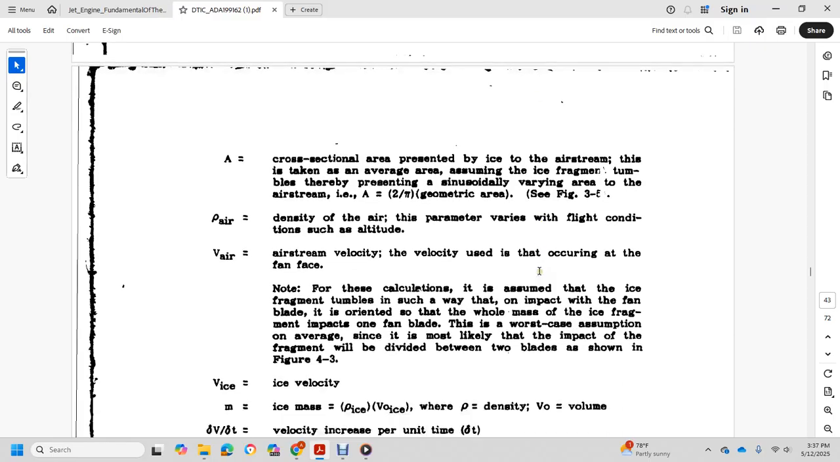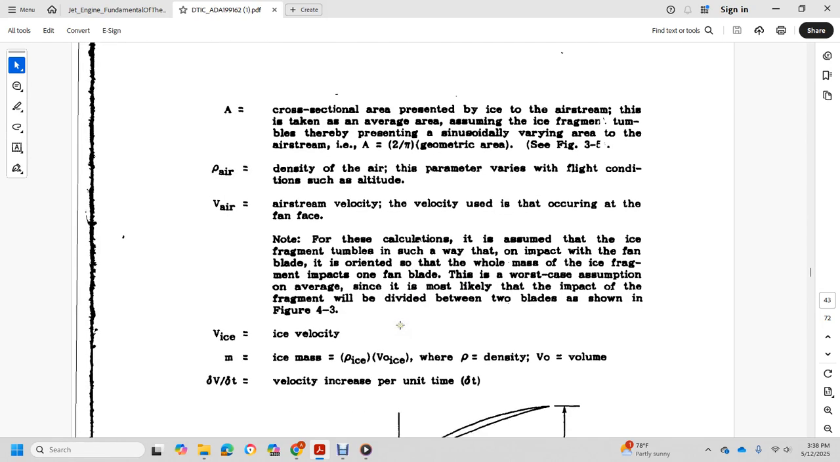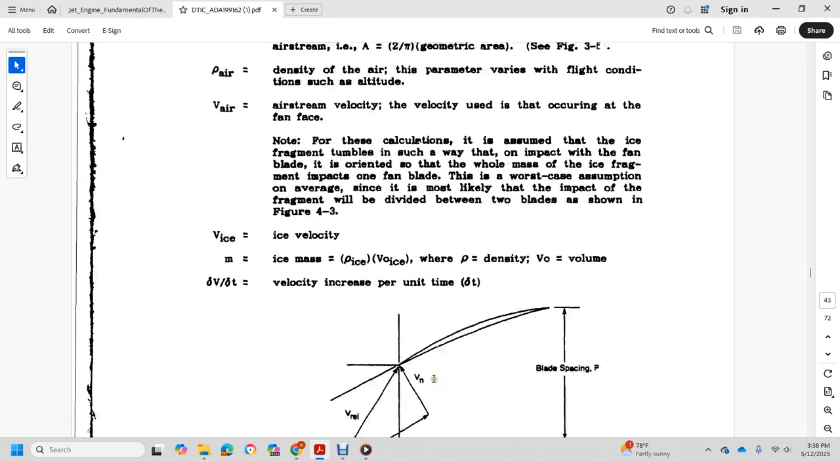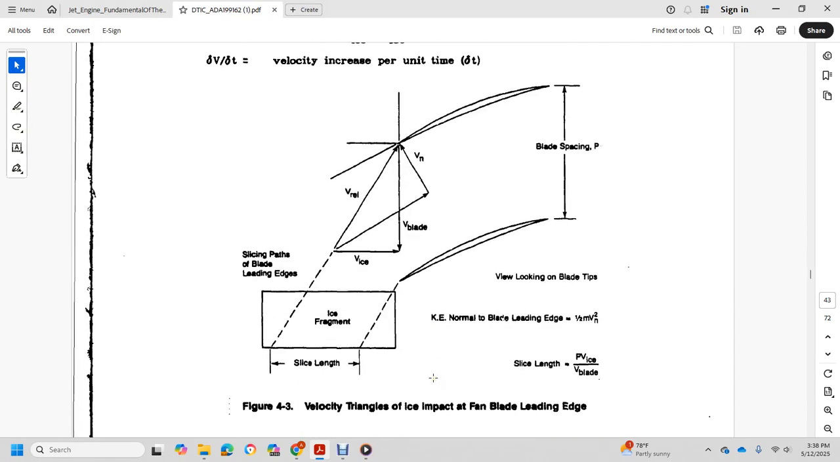None of the calculations assume that the ice fragment tumbles in such a way that on impact the whole mass of the ice fragment hits one fan blade, which is the worst case assumption. On average, it is more likely that the impact of the fragment will be divided between two blades, as shown in figure 4.3. The ice velocity is derived from the ice mass, density, and volume, with velocity increase per unit time.